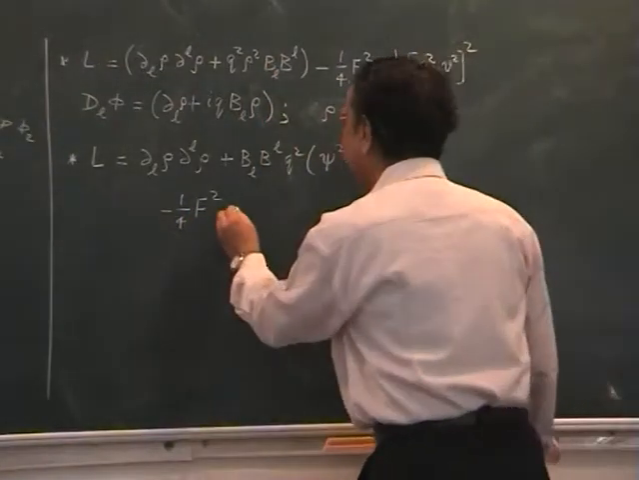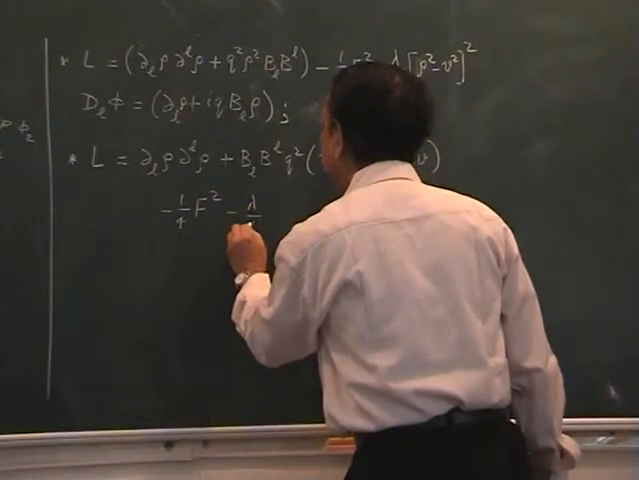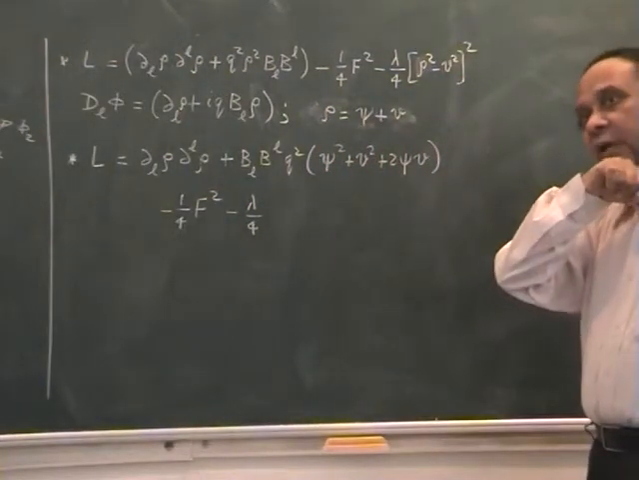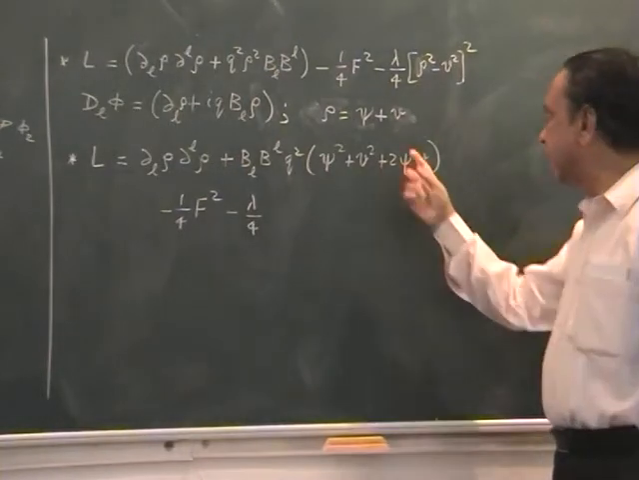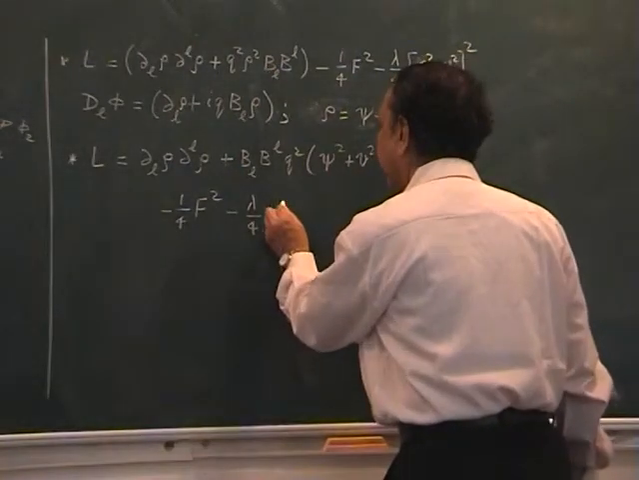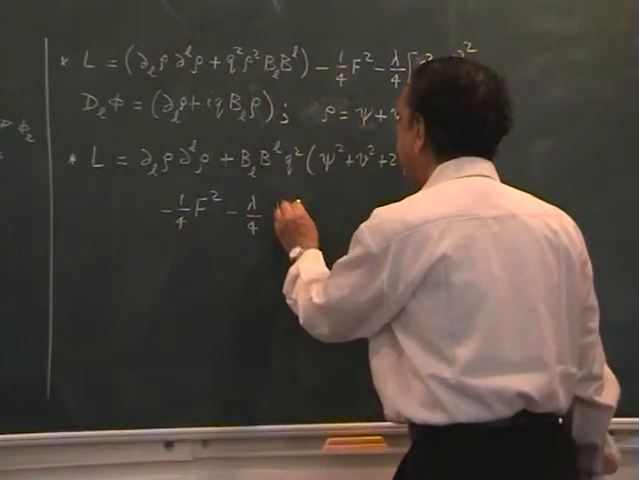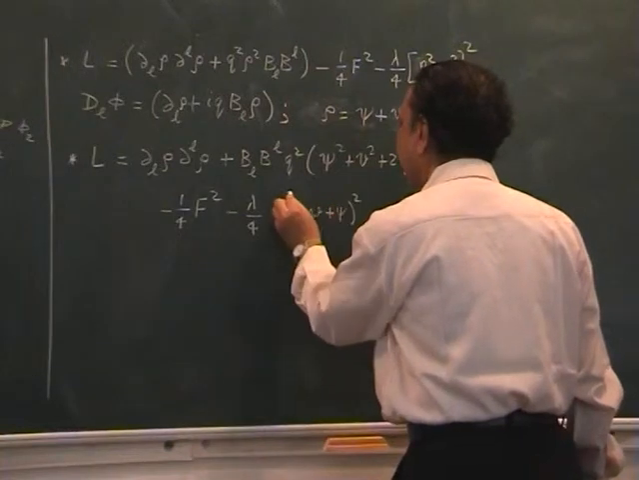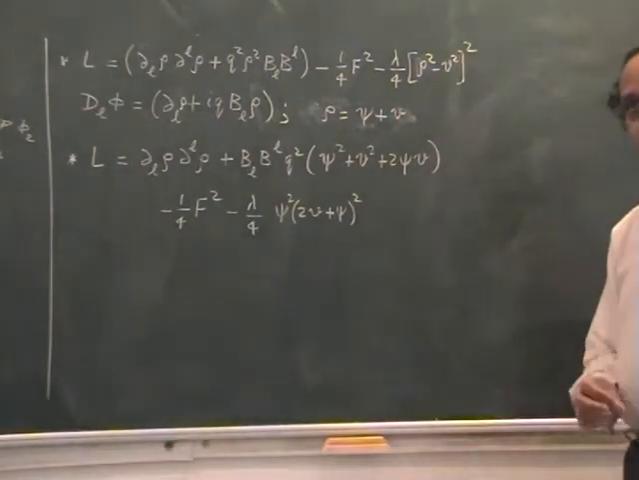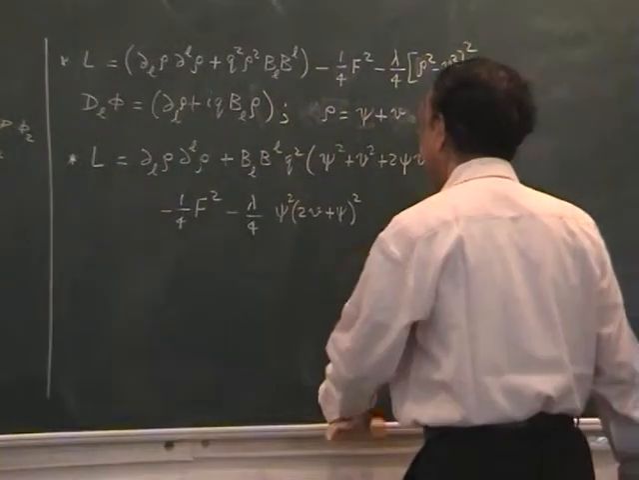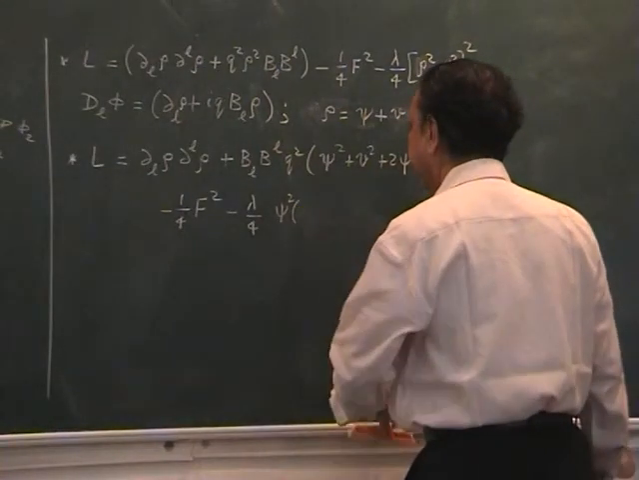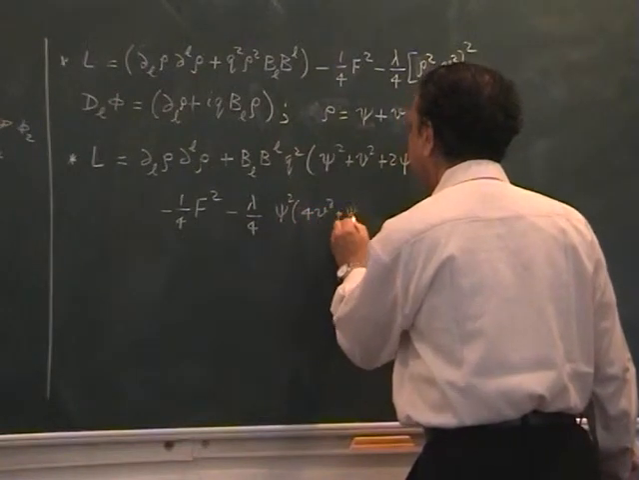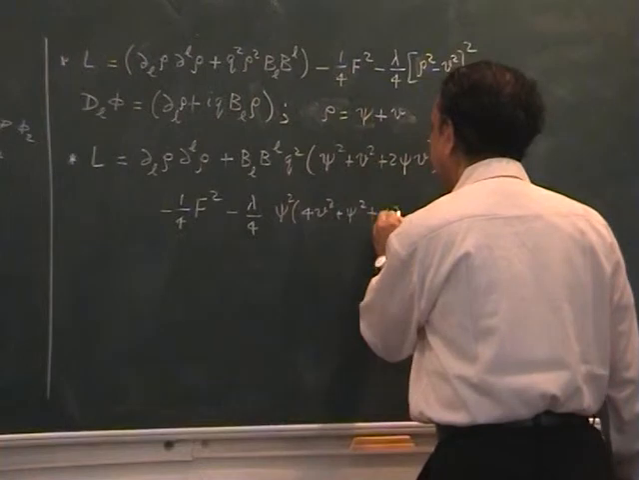Then let us look at this. This is lambda by 4 into rho squared minus v squared. I write it as rho minus v into rho plus v. Rho minus v is psi. Rho plus v is 2v plus psi. And I have to square both of them. So let us simplify this. This will be 4v squared plus psi squared plus 4v psi.